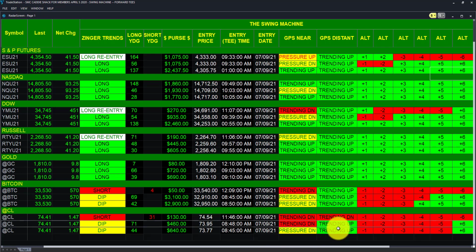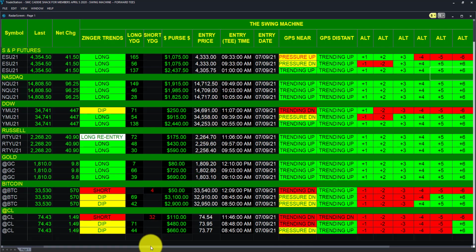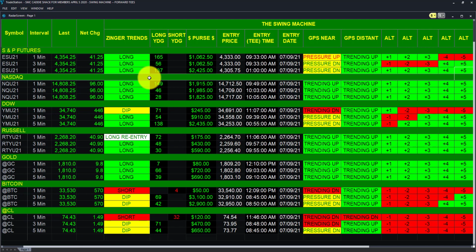So take, for instance, today or last night. The ESU went long on the swing machine on a five-minute basis, and that position is up $2,400. At 10:05 this morning, the NQ goes long, and there's 1,800. At 12:55, the YM went long, there's 2,400. The Russell went long last night at 9:55, you'd be up almost 600.